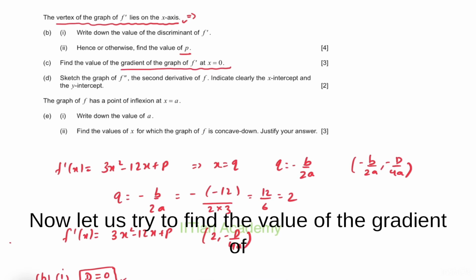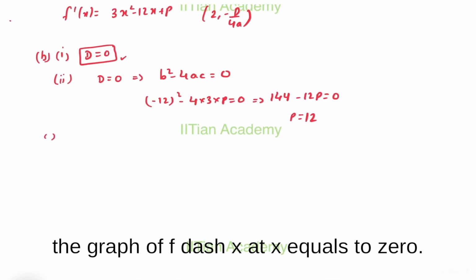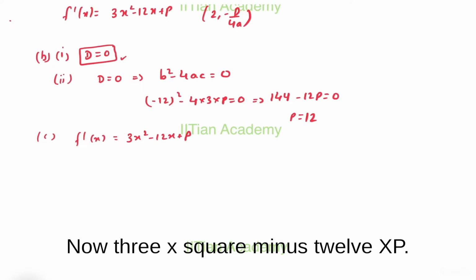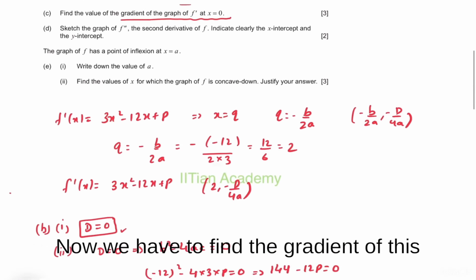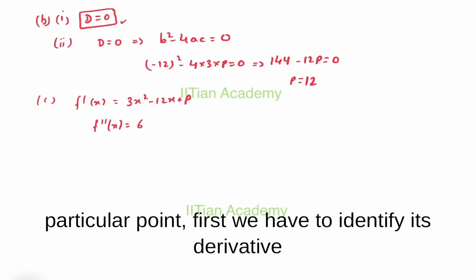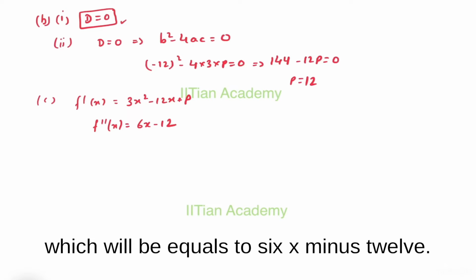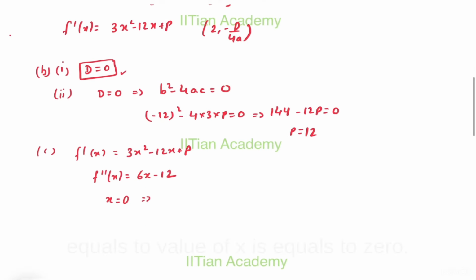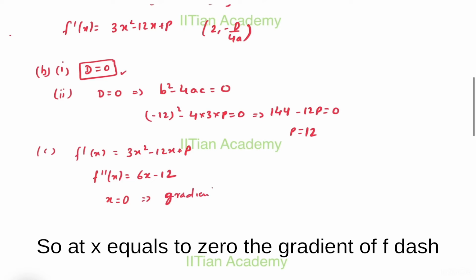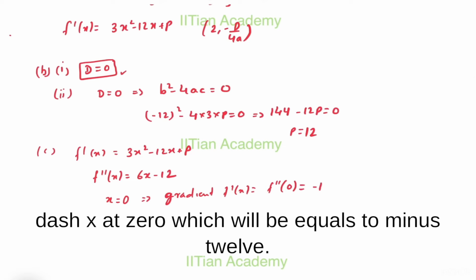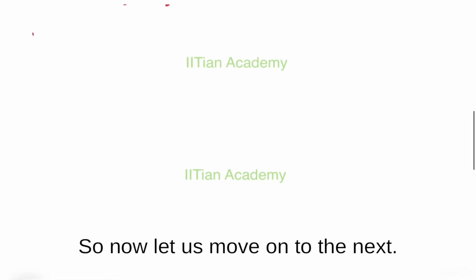Now let us try to find the value of the gradient of the graph of f dash x at x equals 0. To identify this, we need to know what f dash x is. Now it is 3x square minus 12x plus p. Now we have to find the gradient of this curve. The gradient of this curve at a particular point is its derivative, which will be equal to 6x minus 12. So at x equals 0, the gradient of f dash x will be equal to the value of f double dash x at 0, which will be equal to minus 12. So the gradient is minus 12. So now let us move on to the next.